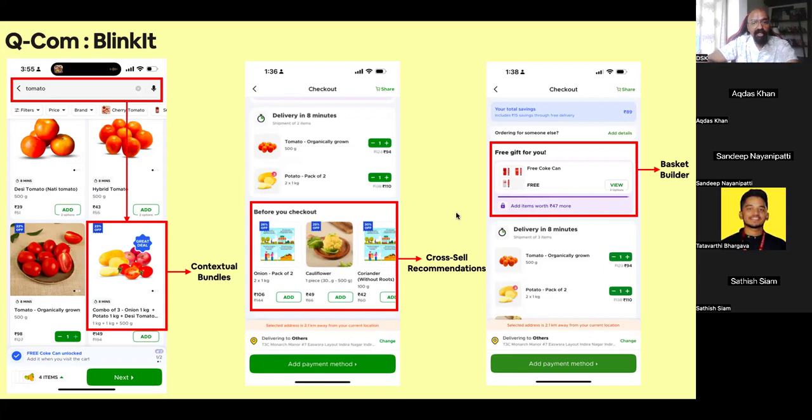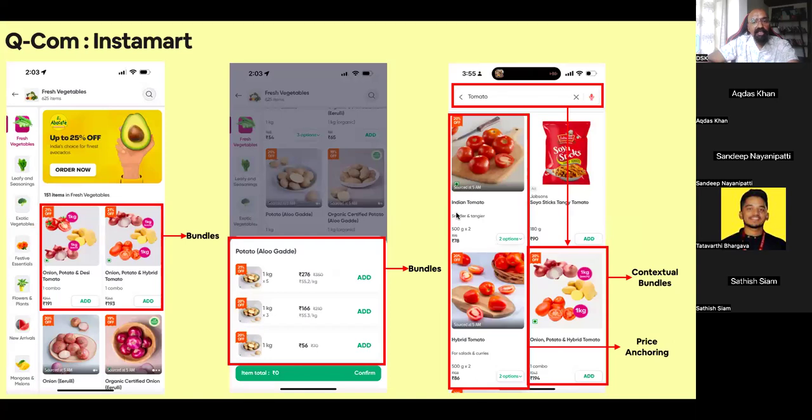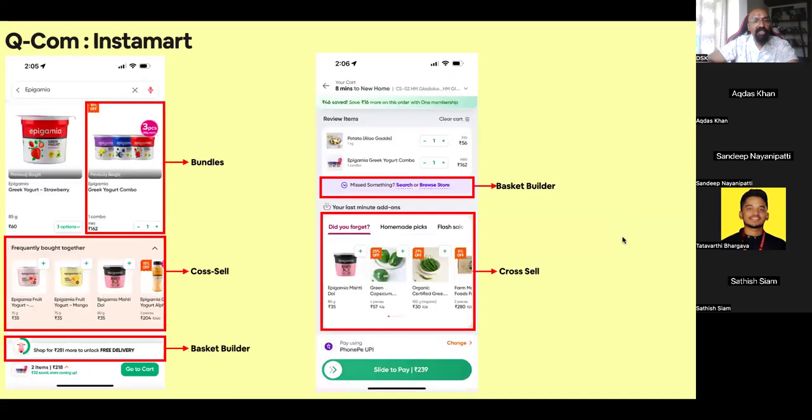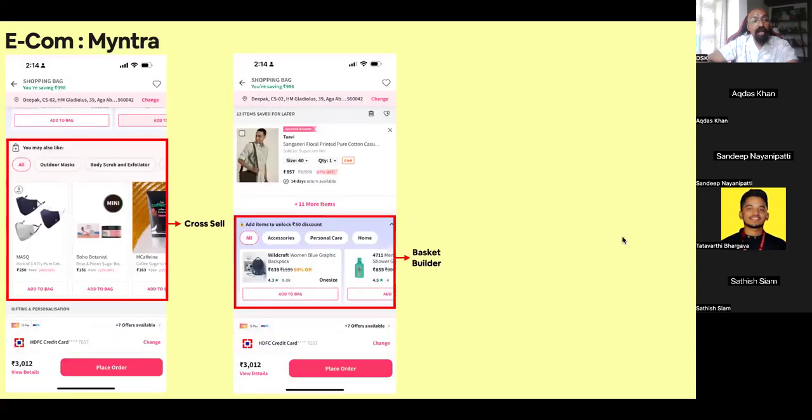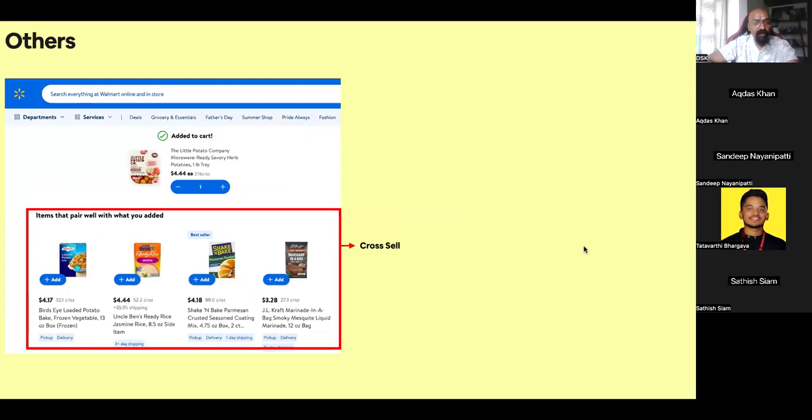So this is what BlinkIt does. We did a similar exercise across Instamart as well. We did a similar exercise across Amazon to see how they've done it. And we did a similar exercise across Myntra as well. And we also looked at some international apps, such as Walmart, to see if there's anything different that they did.